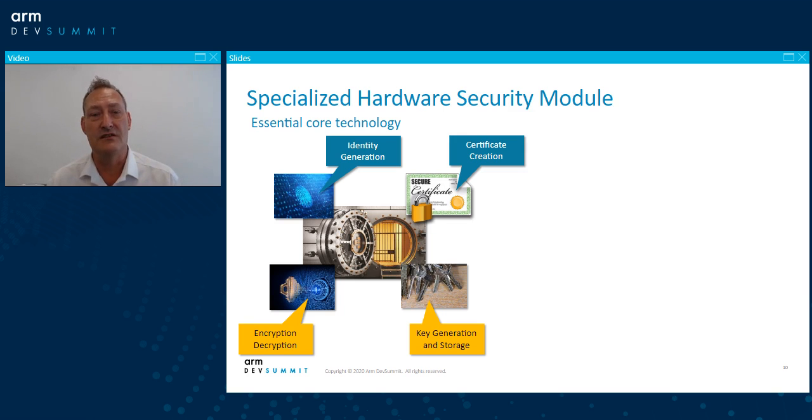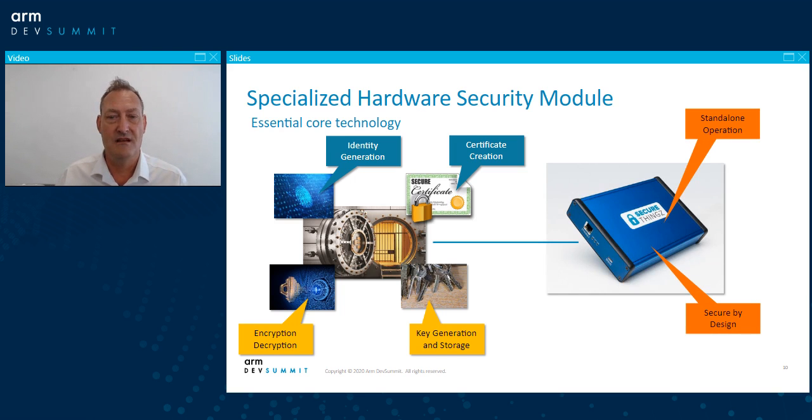But these are not suited, though, to this particular environment. And what we need is something that is very orientated towards this development environment and production environment. We need an essential core technology that allows us to carry out all these activities. So what we really need is a specialized hardware security module dedicated to development and manufacture.